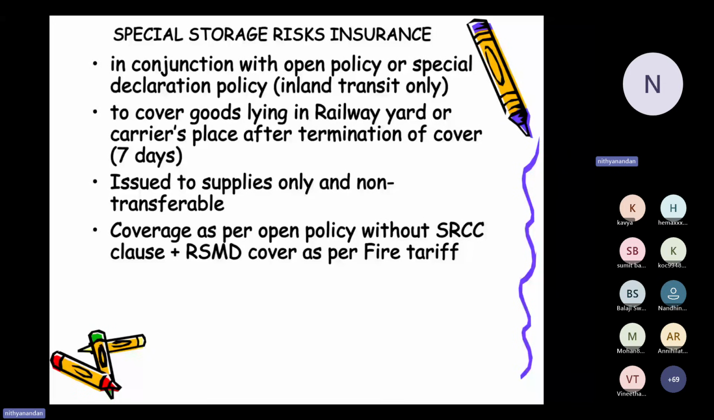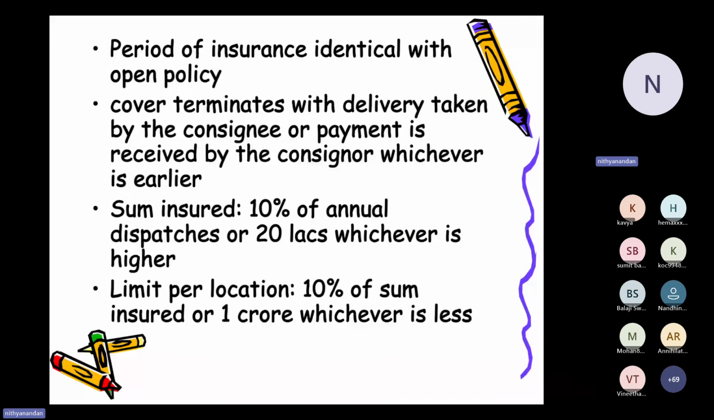Whenever the standard cover issued by his regular base policy is expiring, he wants a cover under this policy. So again, this is only for domestic transit, right? It is non-transferable. The period of insurance of this policy should be identical with the open policy. Then only you can cover the left out period in the open policy. When the cover is terminated under the open policy, this cover takes care.